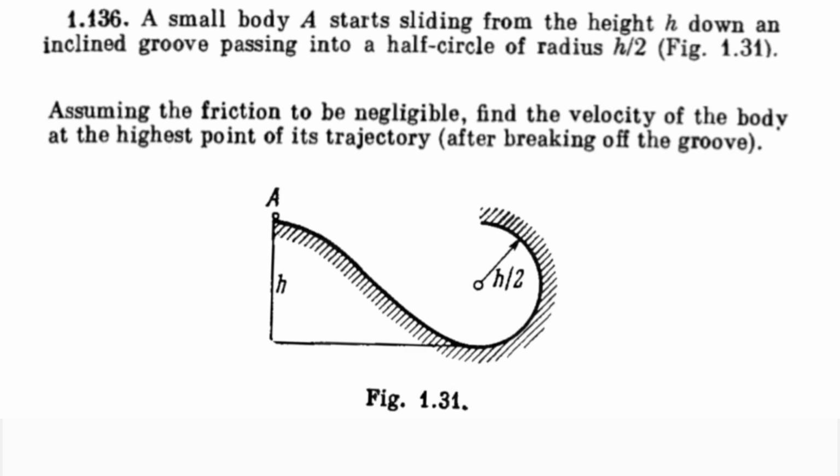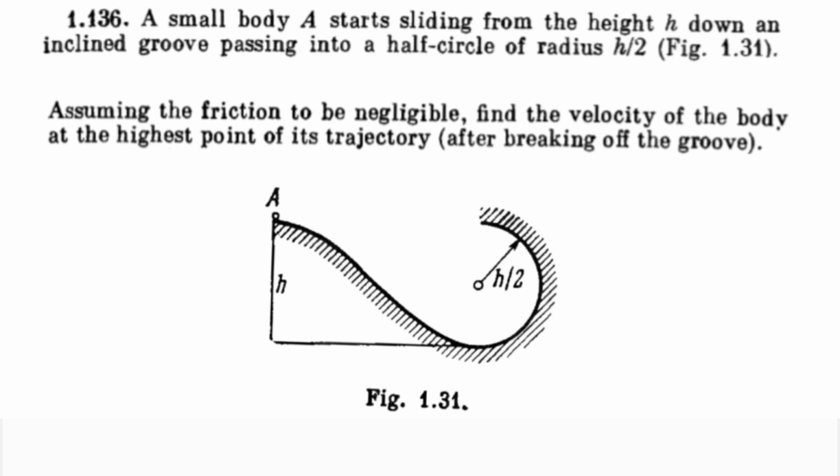So we are dealing with the 19th problem in this series, and the 19th problem in this series is problem number 1.136. The problem states: a small body A starts sliding from a height h down an inclined groove, passing into a half circle of radius h by 2. Assuming the friction to be negligible, find the velocity of the body at the highest point of its trajectory after breaking off the groove.